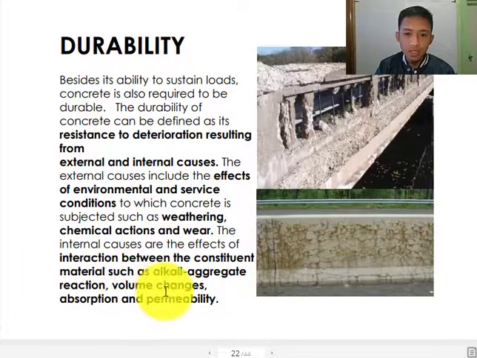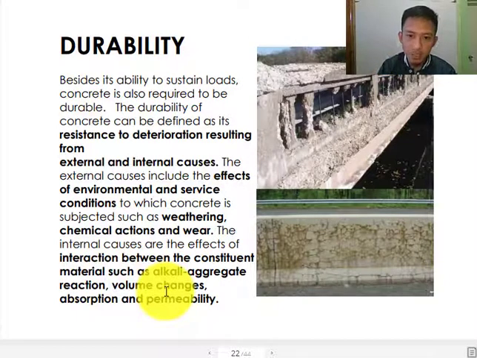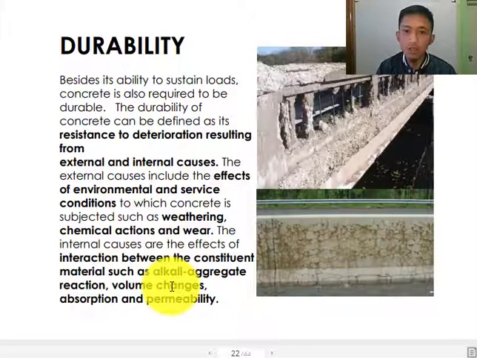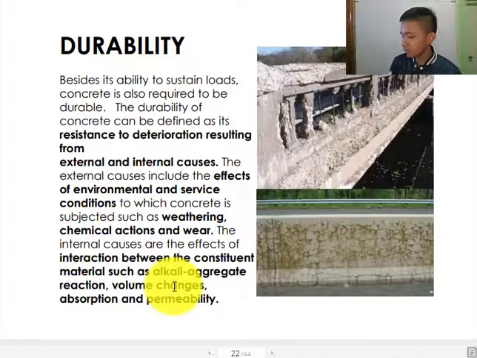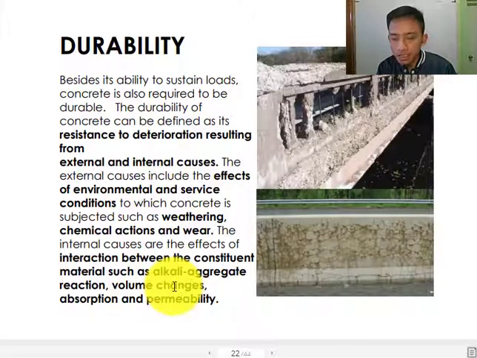And of course, if you say alkali, we call it reaction because maybe there is no effect of that mineral by itself. But once that is mixed with concrete, there will be a reaction that will take place, and that will affect your durability internally. And then volume changes. Okay, this is important. As we know, a material will expand at a high temperature and will shrink at a low temperature, isn't it? We know that from chemistry. Expansion and shrinkage of a certain type of material.